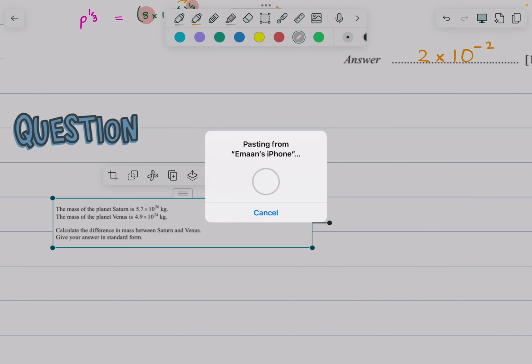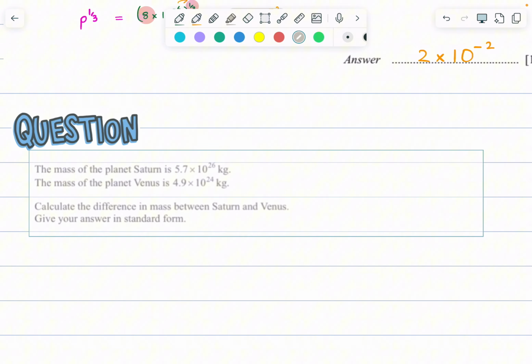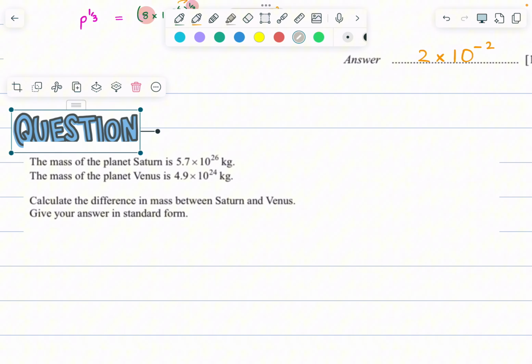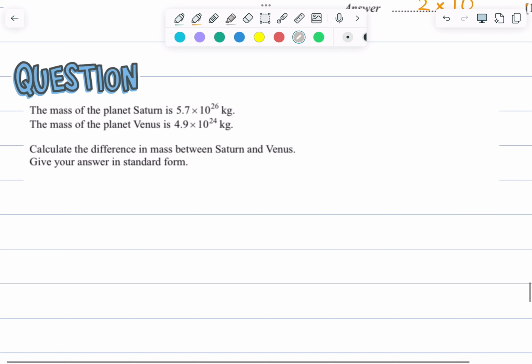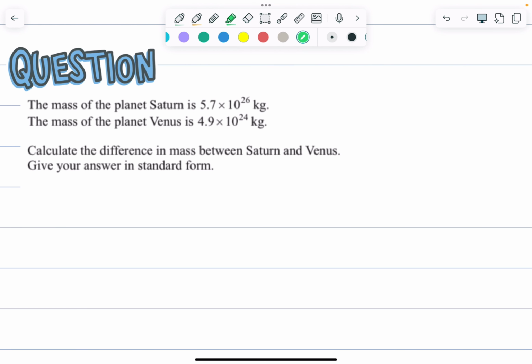This is the question. Let's have a look right here. Okay, let's have a look. Achha dekho, the mass of planet Saturn is 5.7 times 10 to the power 26 and the mass of planet Venus is 4.9 times 10 to the power 24. Calculate the difference. Difference is subtraction, correct? Calculate the difference in mass between Saturn and Venus.